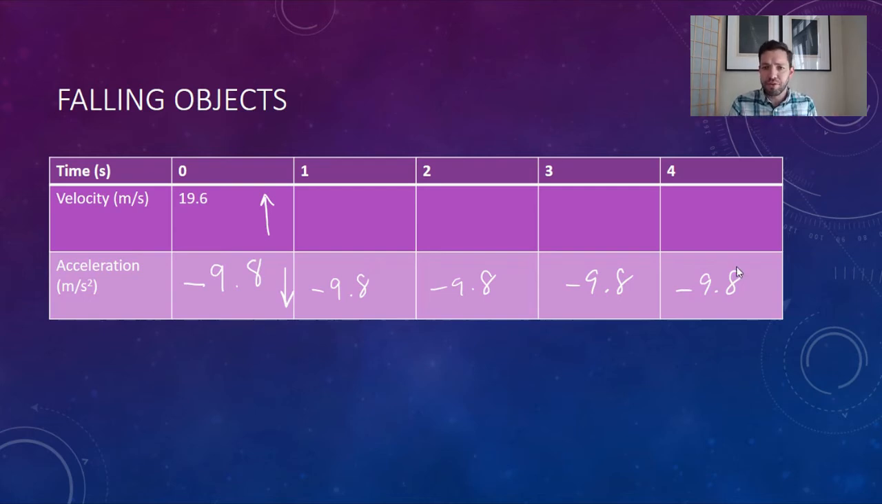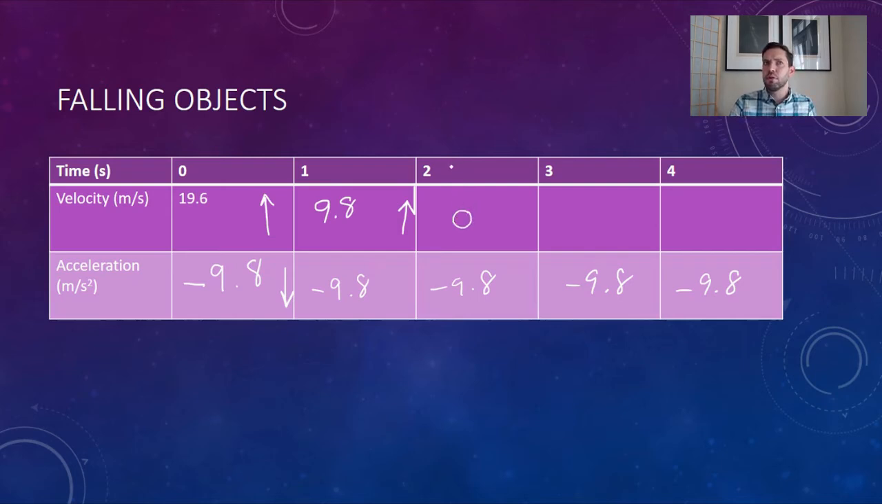So what's going to happen as we fill in this table is that this velocity is going to decrease by 9.8 meters per second every second. That's what acceleration means. So our starting velocity is positive 19.6. After 1 second, it's 19.6 minus 9.8, so it becomes positive 9.8. So it's still traveling upward, but it's slowing down. After 2 seconds, 9.8 minus 9.8. Now our velocity is 0.